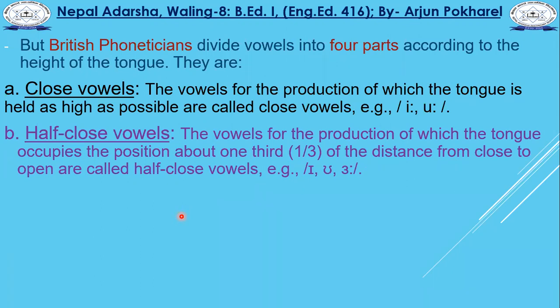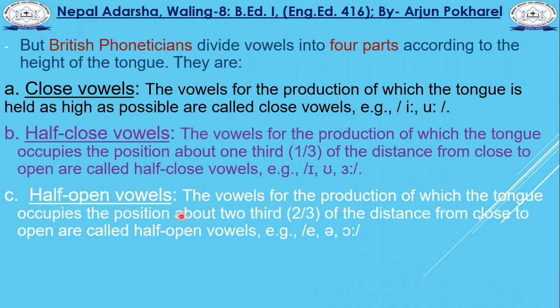Later we'll explain it by giving a diagram as well. I'll provide you the vowel diagram in my next class, and at that time it will be easier. I'll present a summary in diagrammatic form, so it will become easier for you. And the next one, number three, is half open vowels.